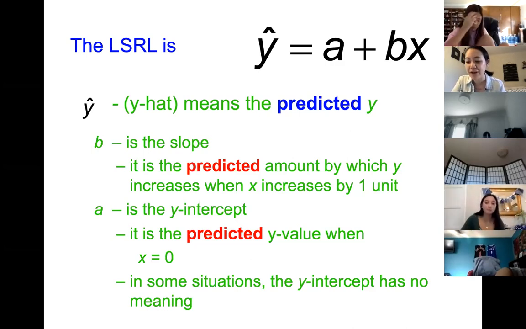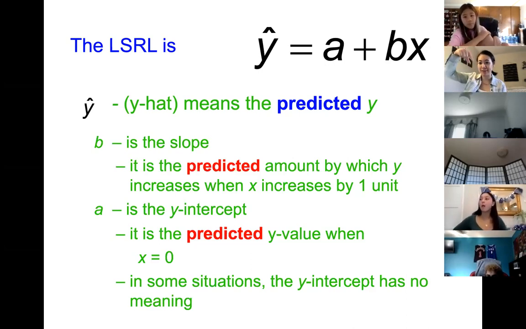And we will use values of X to predict values of Y. And that's what the line of best fit is used for, right? It's used to predict values of Y, which is why we need to have the hat on the Y.